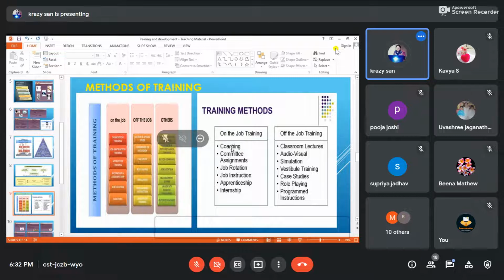Now, I think coaching, committee assignment, job rotation, and job instruction might not be required to be theoretically given to you, but apprentice training is very important to understand. This method is used in technical trades and crafts in which a long-term period is required to become proficient.